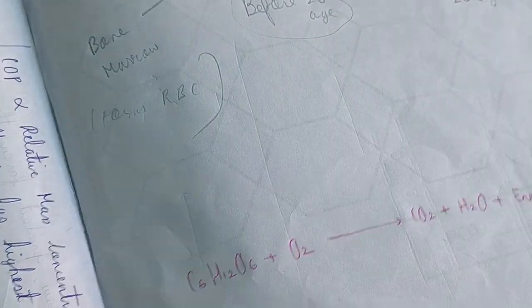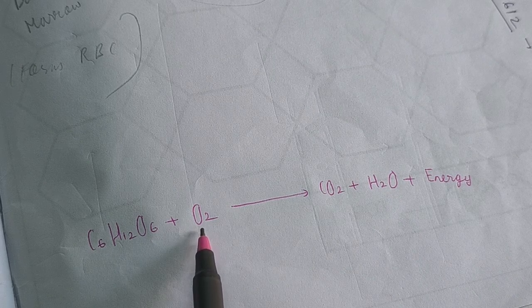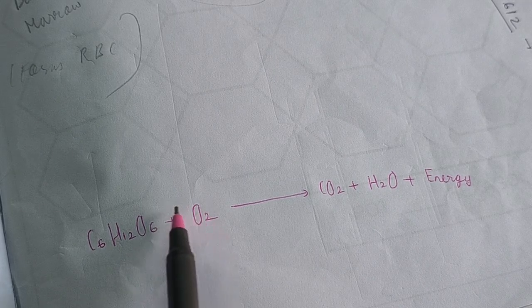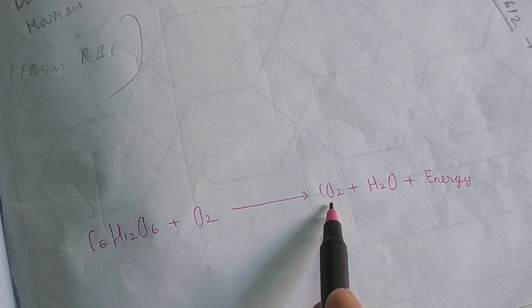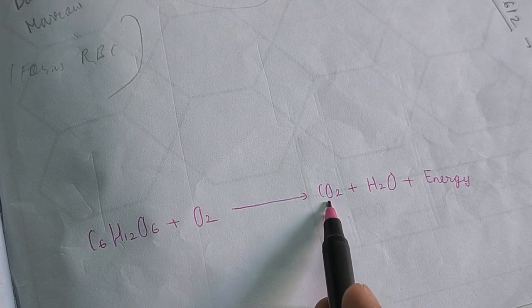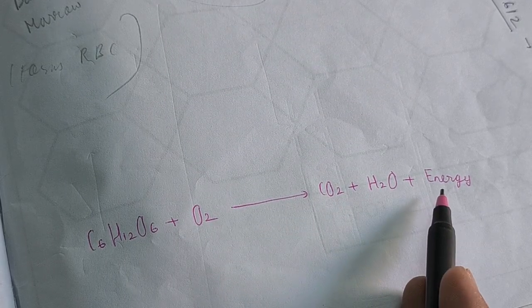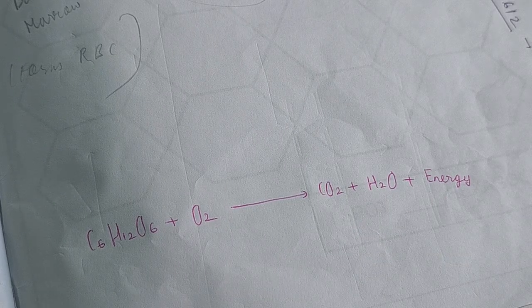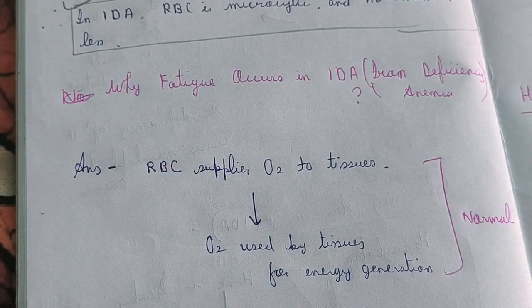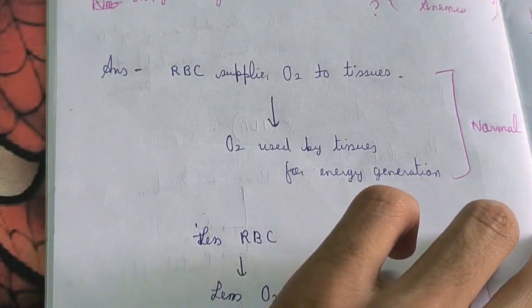This is the equation you should know: glucose is oxidized. Glucose and oxygen react, and this leads to the generation of carbon dioxide, water and energy. I think you also study this reaction in respiration in plants during your NEET UG journey. In this way, energy is created. This is all about the normal.